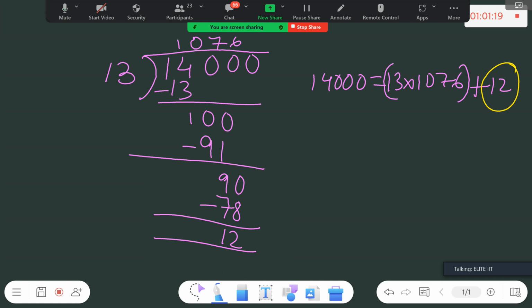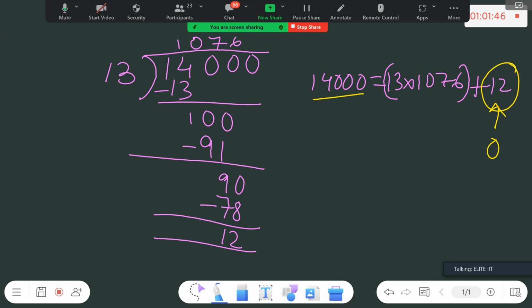So, what is the meaning of remainder 12? The remainder 12 means this 14,000 is not divisible by 13. It is clear. For 14,000 to be divisible by 13, the remainder should be 0. Now, when will the remainder become 0?